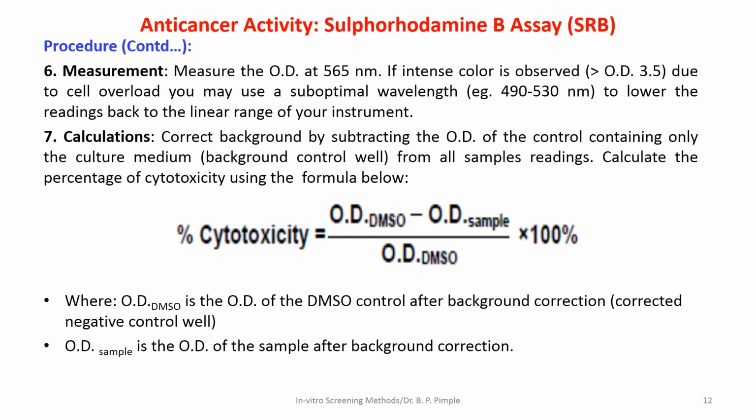So this is how anti-cancer potential of drugs is assayed by using sulphorhodamine B.